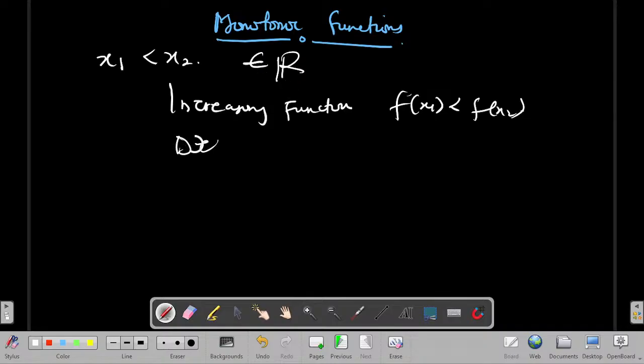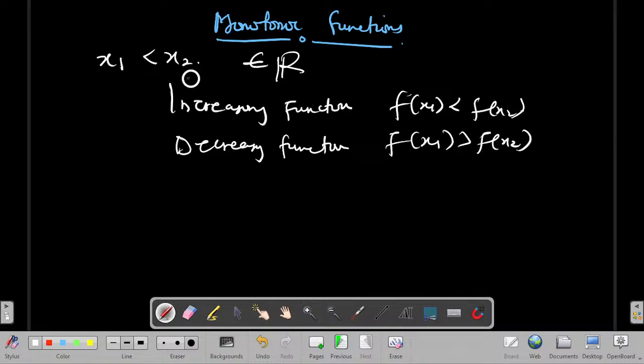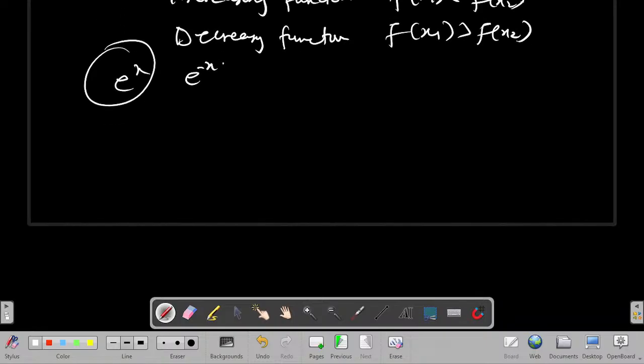We have a second type called a decreasing function. This function keeps on decreasing as you increase your input. So for this type of function, my f of x1 is going to be greater than what? My f of x2, given the initial condition that x1 is less than what? X2. Take note of that. Typical examples are e to the power x and e to the power negative x. As I increase the value of x here, what do you see? The function keeps on increasing to infinity. As I increase x here, the function decreases to 0. So these are the increasing and the decreasing types of functions.